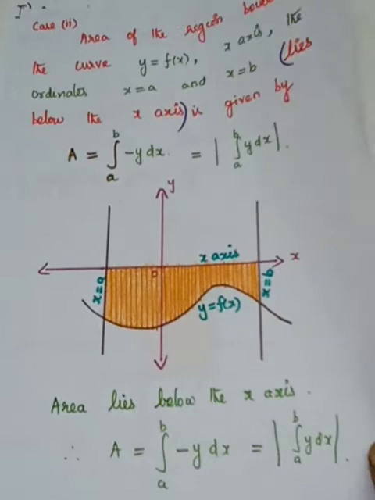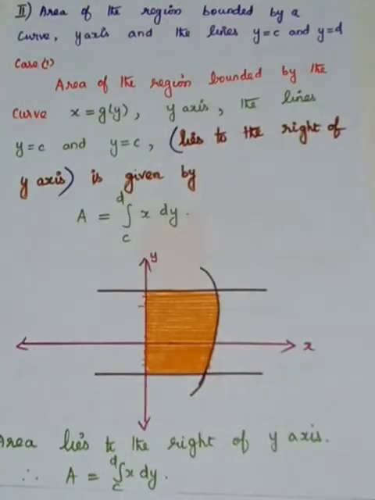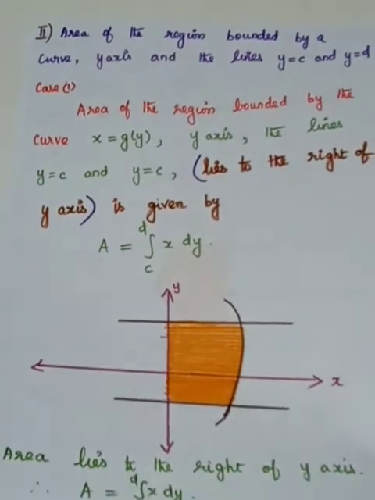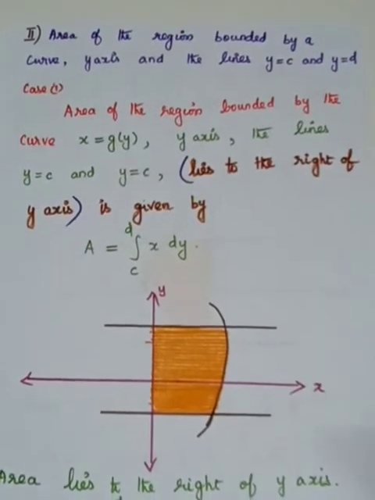area of the region, second one, area of the region bounded by a curve, now the y-axis, and the lines y is equal to C to y is equal to D. We are going to see that under this also you are having two cases.